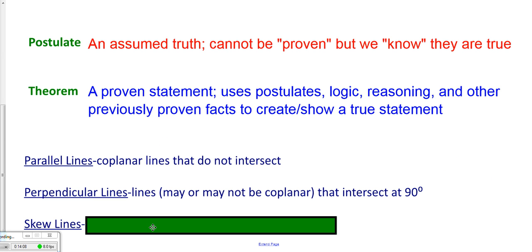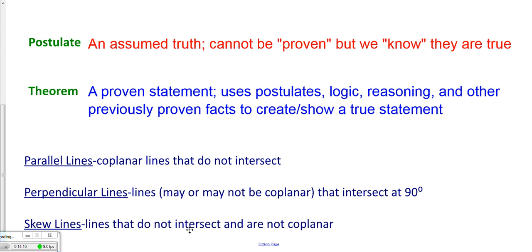And also, there are skew lines. These are just lines that do not intersect, and they are not coplanar. So by that, if we have a table, you put your pencil down, and you hold the pencil way up here, sideways. So these two lines, they will not intersect, but they're also not in the same plane. Those would be called skew lines.